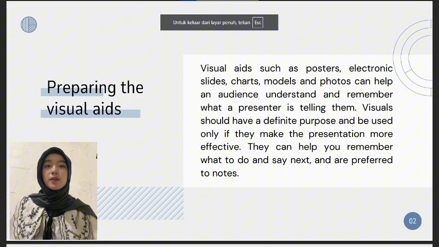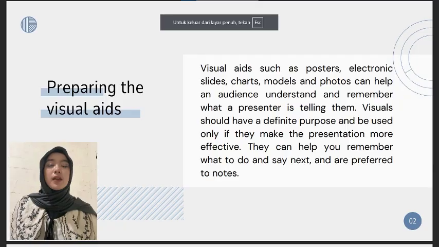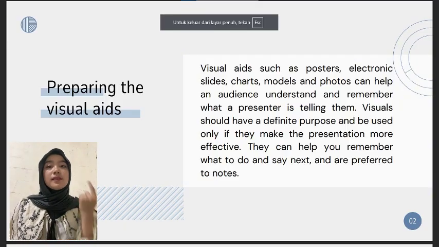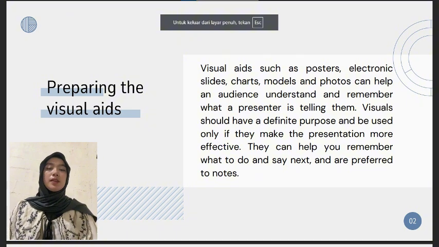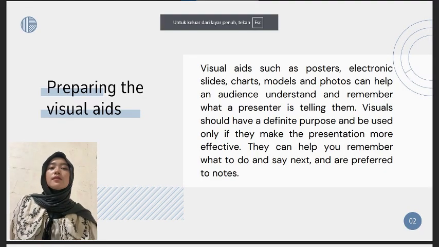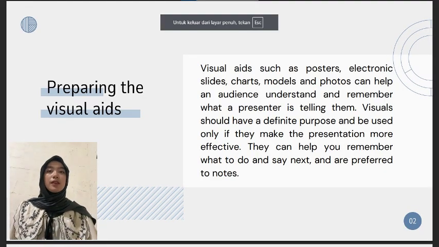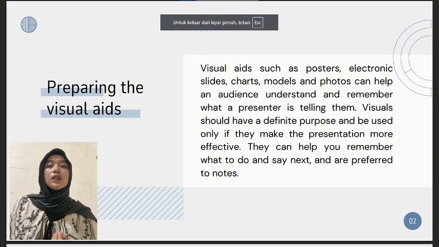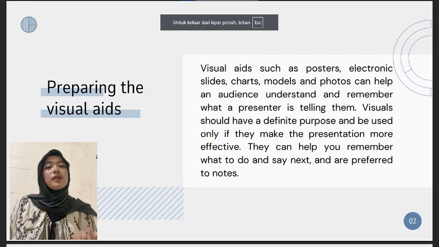Visual aids such as posters, electronic slides, cards, models, and photographs can play a crucial role in helping an audience understand and retain the information being presented. These tools can enhance the clarity of the message by illustrating concepts in a more engaging and accessible way. However, it's important to ensure that each visual aid has a clear purpose and is only used if it genuinely adds value to the presentation.